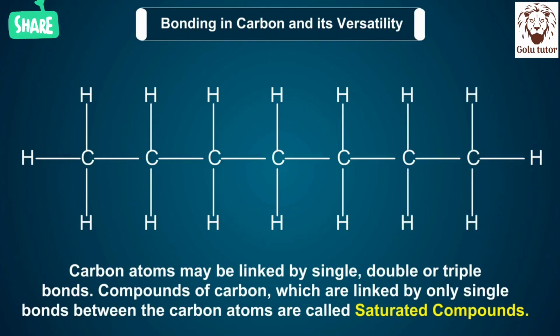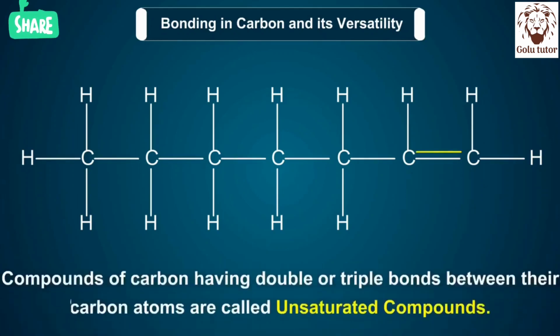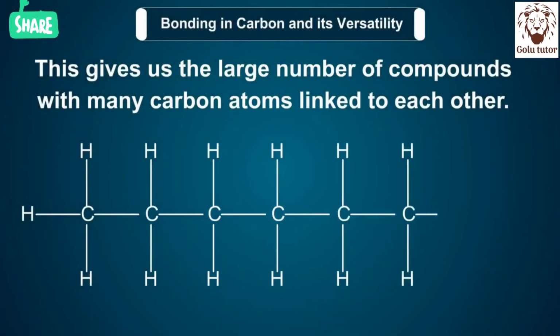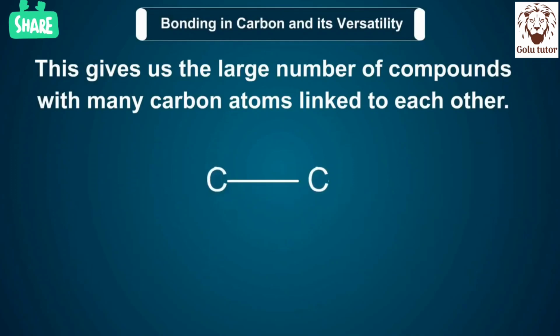Compounds of carbon which are linked by only single bonds between the carbon atoms are called saturated compounds. Compounds of carbon having double or triple bonds between their carbon atoms are called unsaturated compounds. This gives us the large number of compounds with many carbon atoms linked to each other.